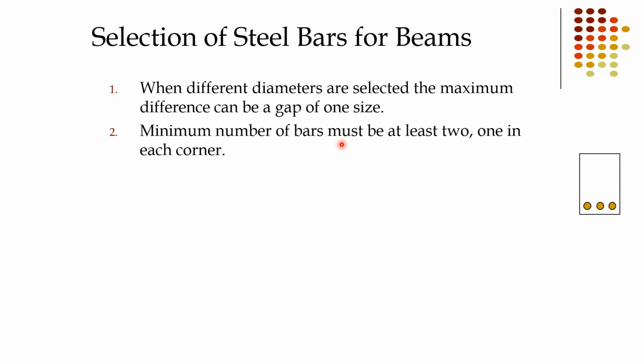Minimum number of bars must be at least 2, one in each corner. Meaning in a beam, you have to provide a minimum of 2 bars, one in one corner and one in another corner. Third, always place steel bars symmetrically. Symmetry must be provided in placing the steel reinforcement in beams.